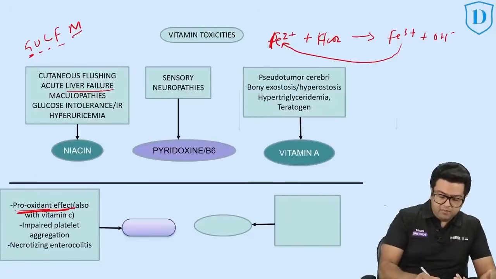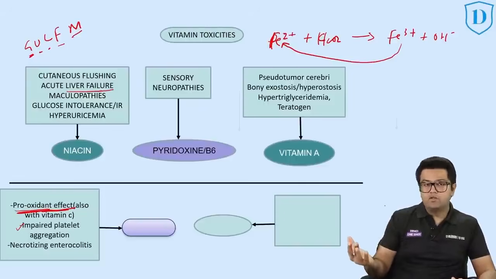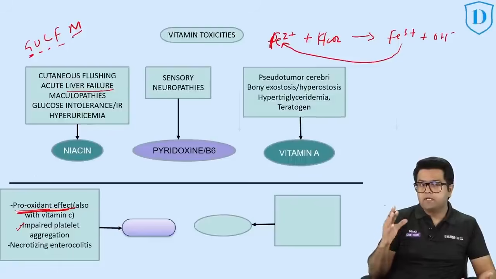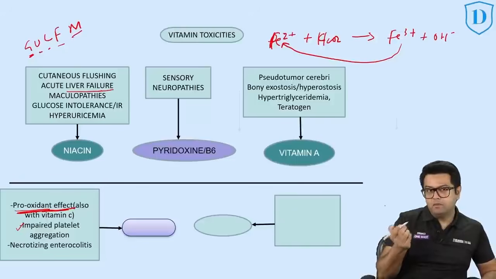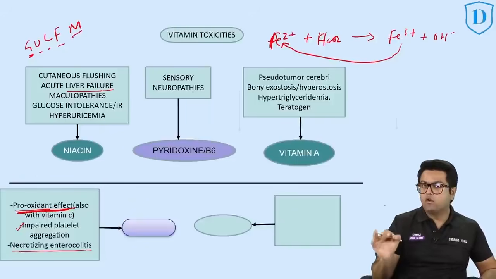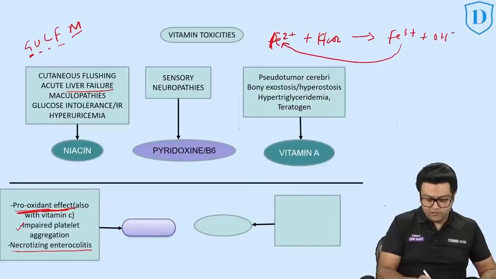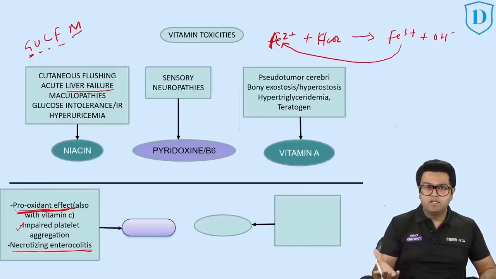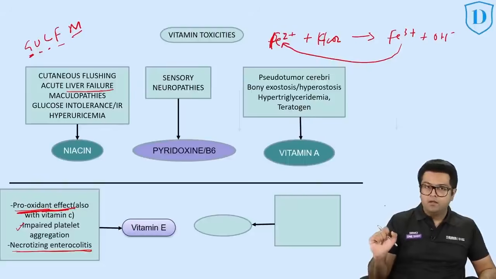Got it? Then guys, vitamin E also has a problem: it causes impaired platelet aggregation. So I can say this is acting against vitamin K. And guys, necrotizing enterocolitis is also one of the complications. These are things which are not mentioned in our general books, like this last one, necrotizing enterocolitis. But your USMLE Step 1 book, nowadays people are following that also, so that specially mentions this complication as a toxicity of vitamin E. So guys, these are the important toxicities of vitamin E. Got it, guys?